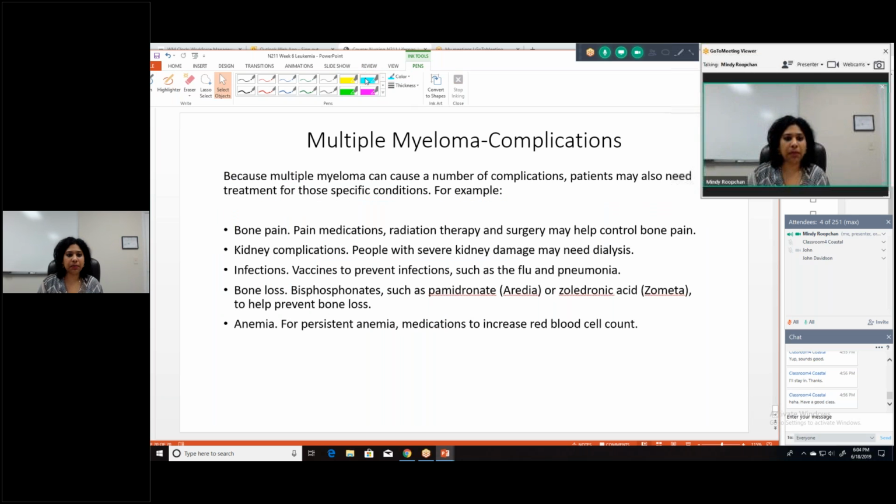So because multiple myeloma can cause a number of complications, patients also need to be treated for those specific conditions that are a complication. So for bone pain, medication, radiation therapy to control it, kidney complications, they might need dialysis, infections, we can give vaccinations, bone loss, they use bisphosphonates to prevent the bone loss, and then anemia. We're going to give medications to now increase the red blood cell count, okay?